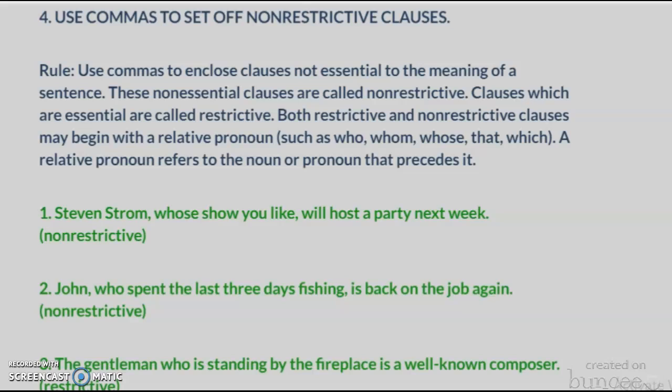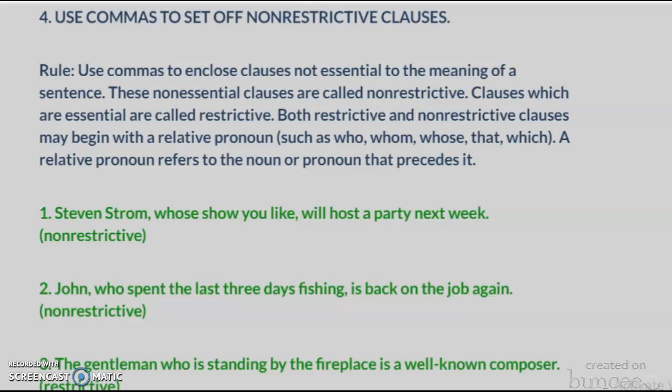Both restrictive and non-restrictive clauses may begin with a relative pronoun such as who, whom, whose, that, which. A relative pronoun refers to the noun or pronoun that precedes it. Let's take a look at the first sentence. So Stephen Strom, who is what this sentence is talking about, afterwards they say, who you like. So what you have is someone here is trying to basically tell their friend or maybe someone else about a person who has a television show, but they're trying to remind them that they like them.